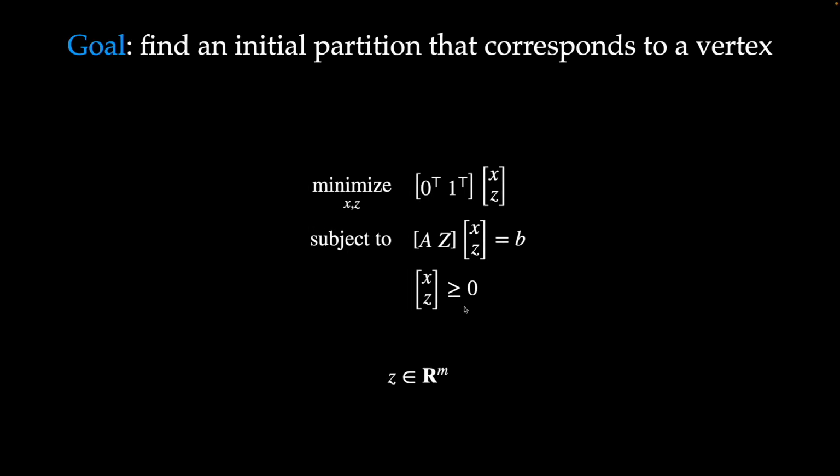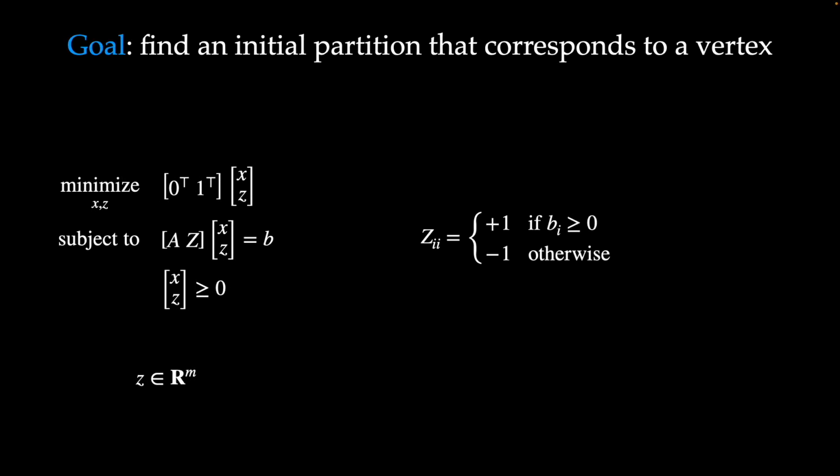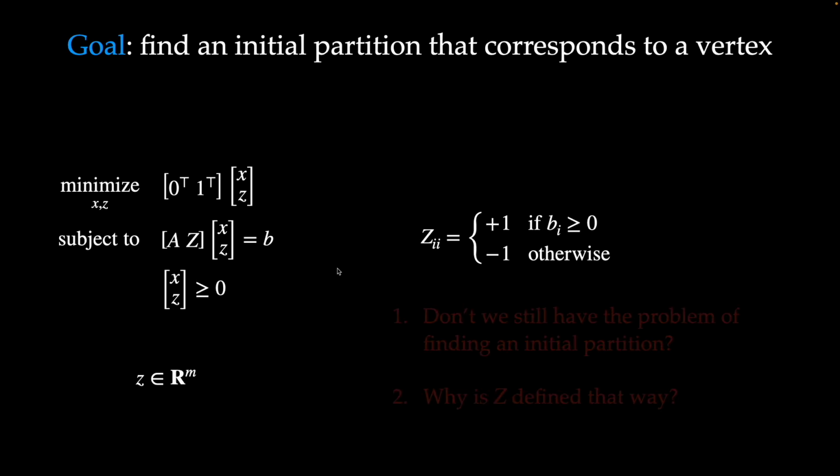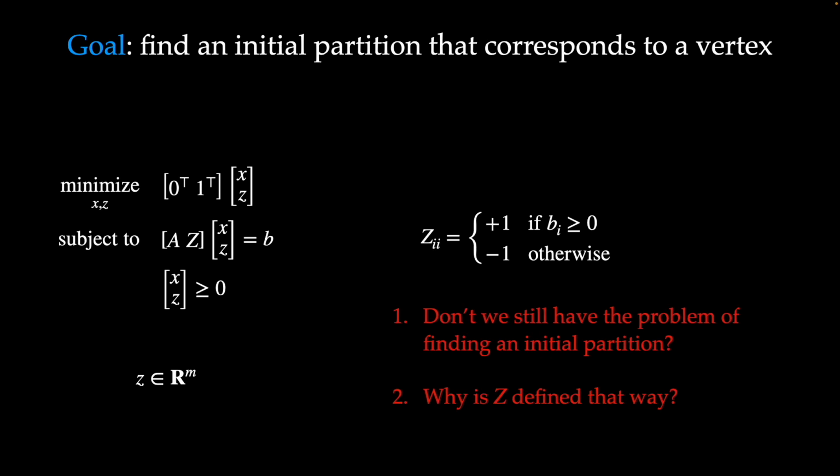So what is this Z matrix here? The Z matrix is a diagonal matrix. So along the diagonal Z here, the component is going to be positive 1 if the corresponding b_i is greater than or equal to 0, and negative 1 otherwise. Okay, so when you see this now all written out like this, I think it's kind of common to be like, okay, I don't really see how this is helping us at all. And you might have two questions here. The first question would be, well, don't we still have the problem of finding an initial partition to solve this problem? And the second question might be, why are we defining this Z matrix like this? So we can answer both of these questions.